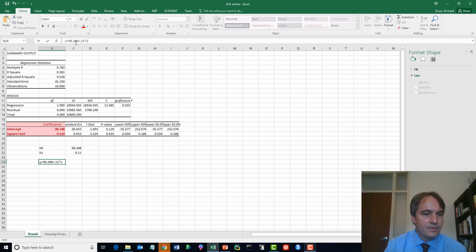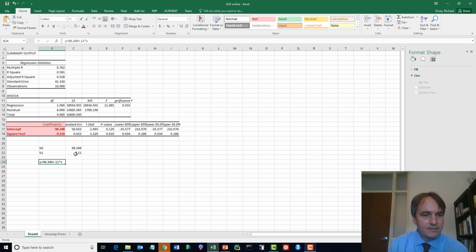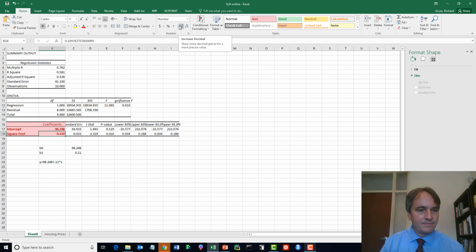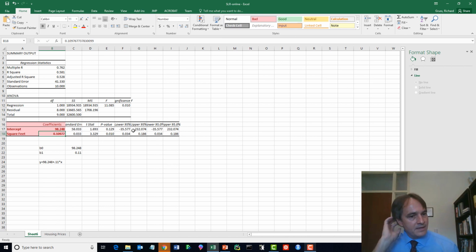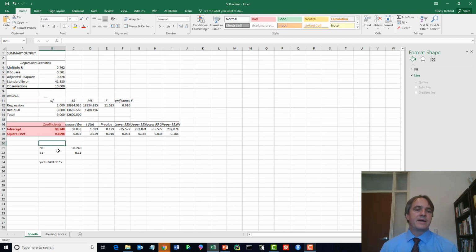Okay, so if we go back here and look at when we just drew the line, we see that that's 98.248 and then 0.109. I think maybe if I added more decimal places here, it would round it slightly differently. Probably be closer to what we saw on the other sheet. So it is the same. 0.1098, is that what it had? Yeah, 0.1098, 98.248. Yeah, okay, so now they match.